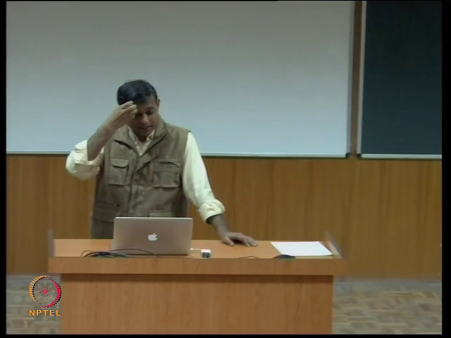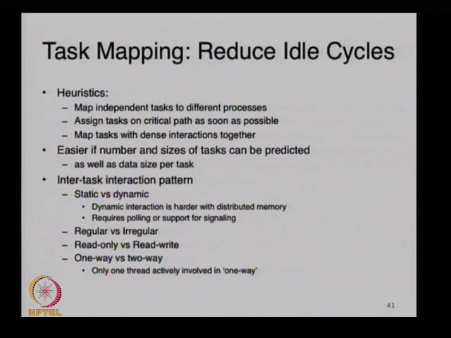Again, the task mapping is easier if you know the size of the tasks, because then you can load balance if you know how many tasks there are. If it turns into a dynamic situation where tasks are being generated as you run them, some task runs and it spawns 4 new tasks, then it becomes extremely hard to properly map them. There have been results in specific types of mapping patterns, or rather communication patterns, right?